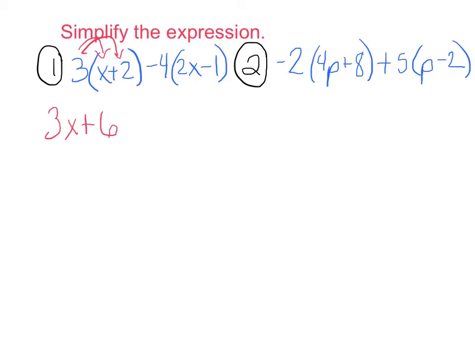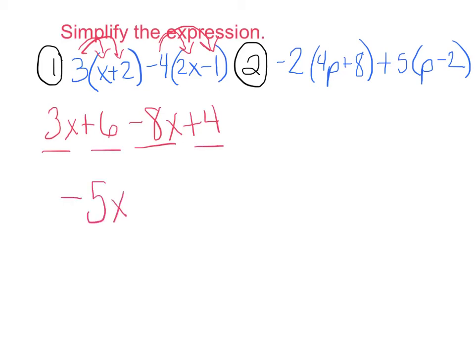When you distribute the negative 4, negative 4 times 2x is negative 8x, and negative 4 times negative 1 is positive 4. And then if you look, you can still keep going because you can combine like terms. So you have 3x and negative 8x, which is negative 5x, and 6 plus 4 is positive 10.